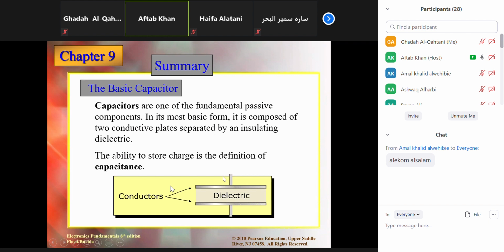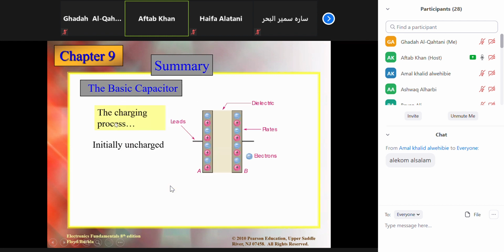So see what happened. The basic capacitor is uncharged because these are made up of which material? They are made up of conducting material, so they have charges at room temperature. So initially uncharged. You will see there are electrons, protons, and at the same time positive and negative ions. But that is when it is uncharged.